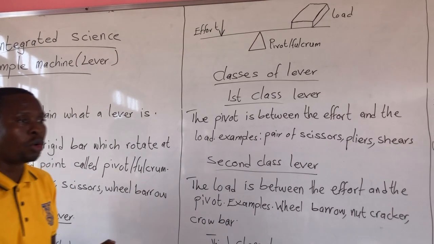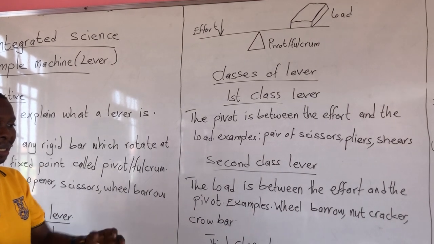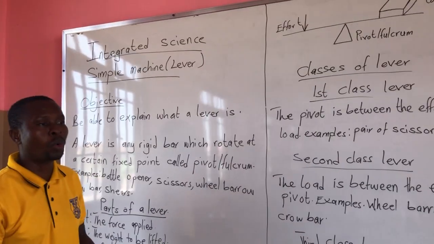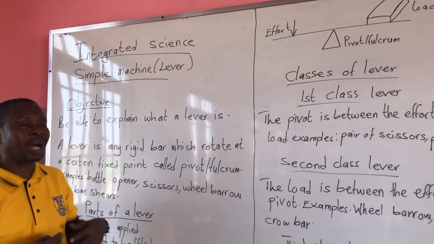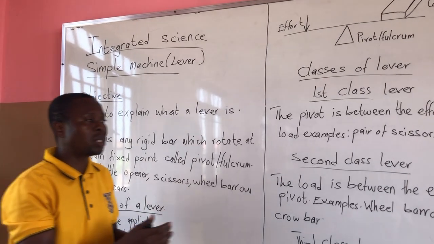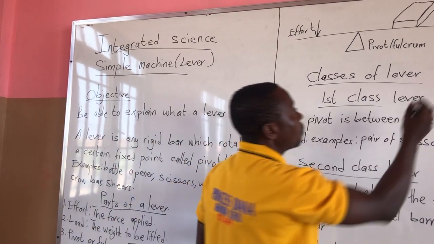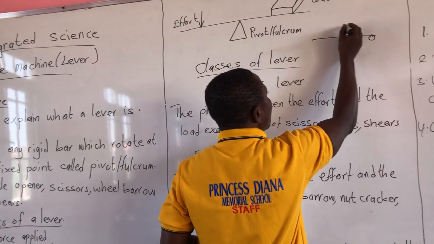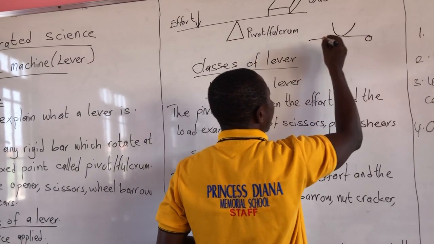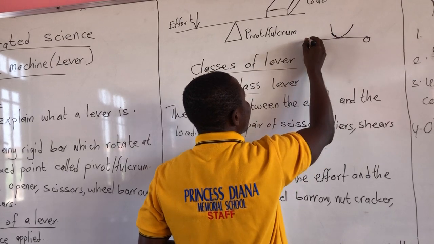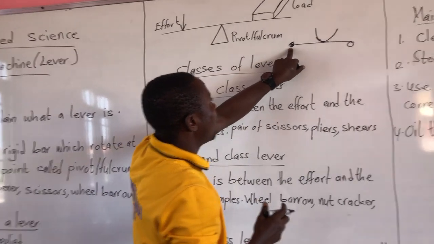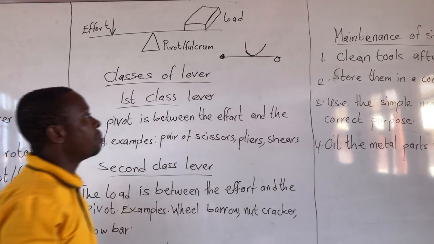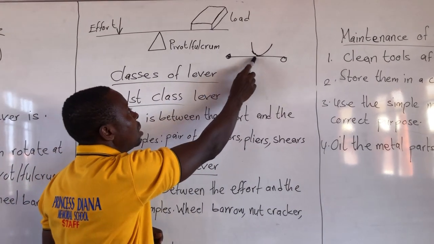Where you carry the load, the bucket is in the middle, and where you hold the handle is at the other end. So when you look at it, you see that the pivot, the wheelbarrow tire, is here. The load, the basket, is here. Then this is the handle where you apply the force before pushing the wheelbarrow.